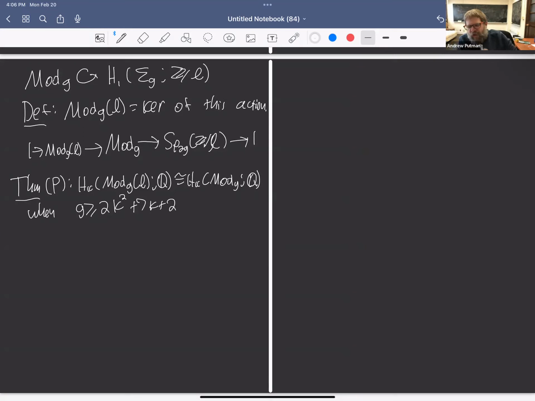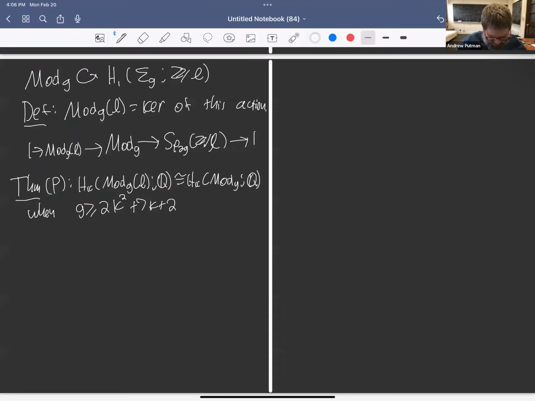I should say, by the way, that ordinary homological stability and Borel's theorem both have a linear range, and this is quadratic. I think it would require a new idea to improve that quadratic range to a linear range. But probably the coefficient 2 is hard to improve. The 7 and the 2 are probably very improvable with a little bit more work.